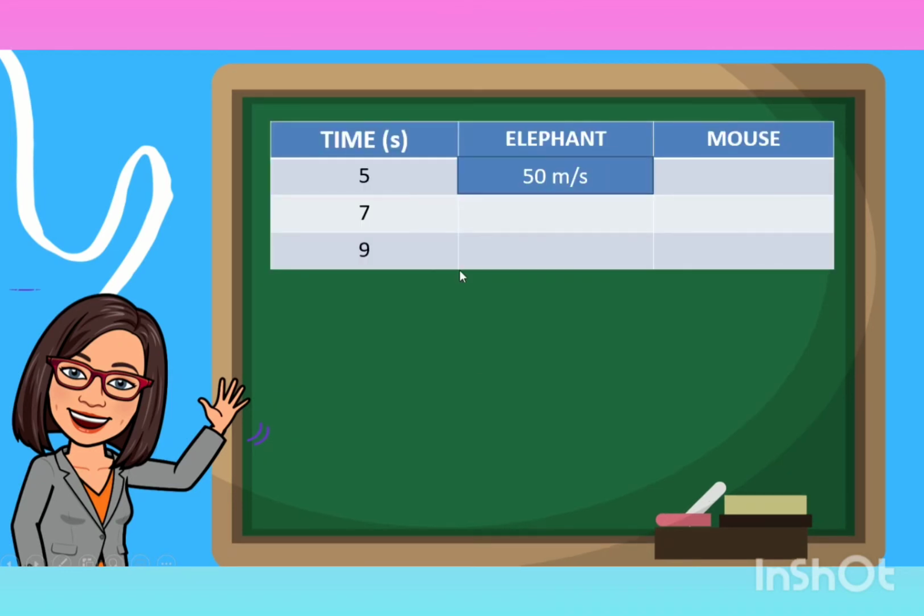Okay, let's have the computation. On the 5th second of the elephant's fall, ang kanyang speed sa speedometer niya ay 50 meter per second, if we will follow the acceleration due to gravity's value, which is 10 meter per second squared. So, kada isang segundo, madadagdagan siya ng 10 meter per second. Therefore, sa pang 7 segundo, what is the speed of the elephant?